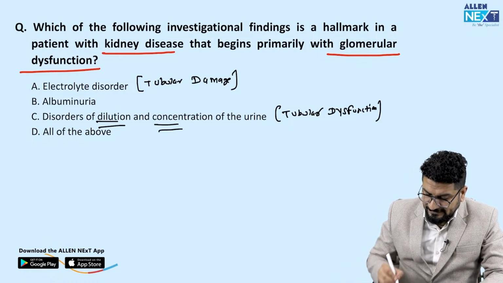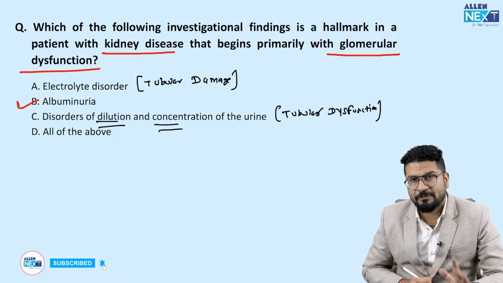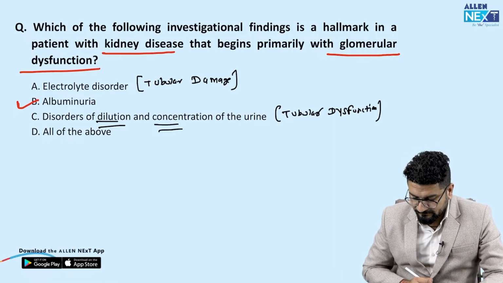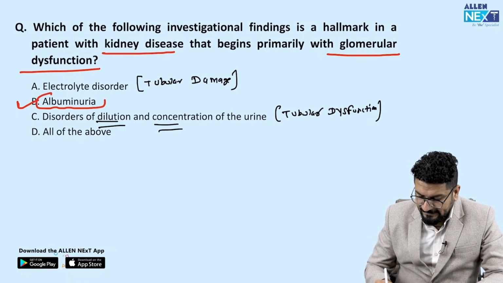Is it clear? The first finding that we see is microalbuminuria, which is suggestive of glomerular damage. Very, very important. So I hope the answer is clear. Glomerular damage, the marker, the finding is albuminuria.